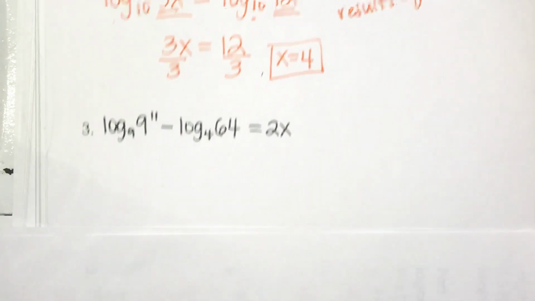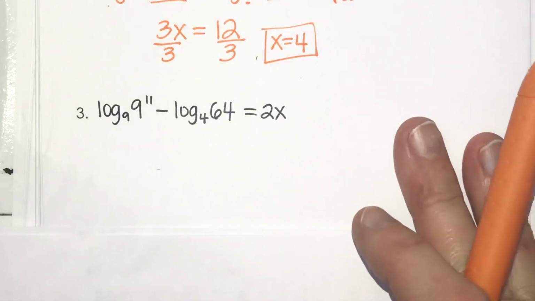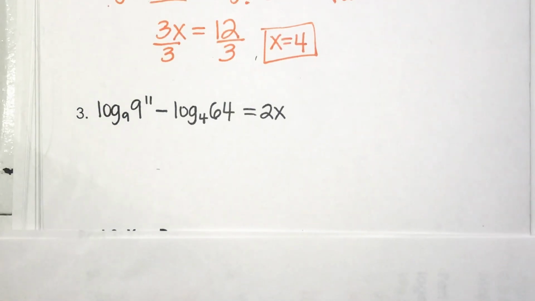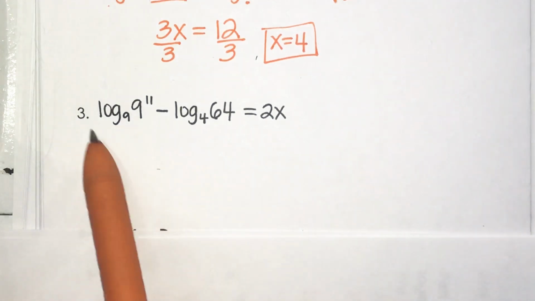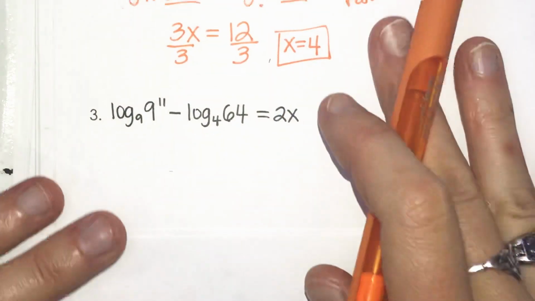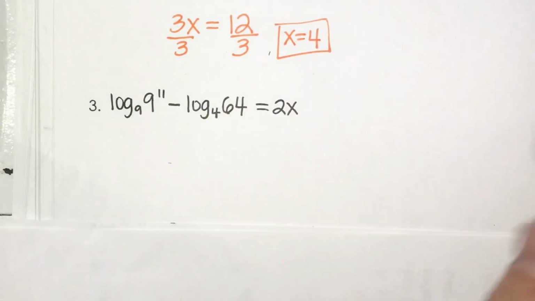Okay, now let's do our last one. Number 3. I've got log base 9 of 9 to the 11th power minus log base 4 of 64 equals 2x. So we're going to break down the left side first before I try to get myself over to the right side there.